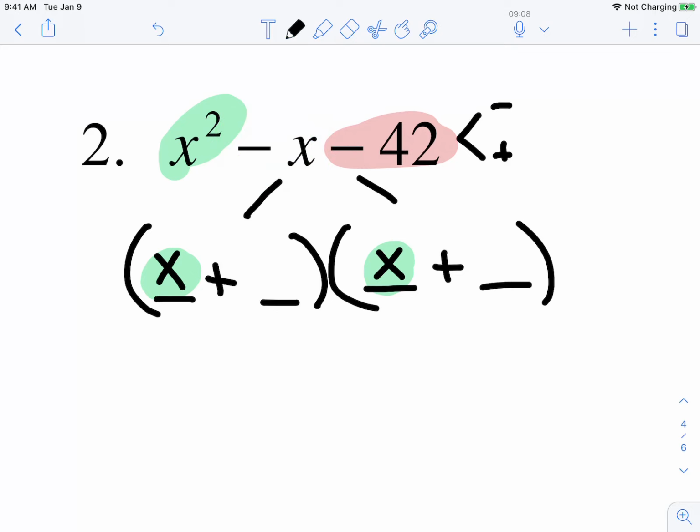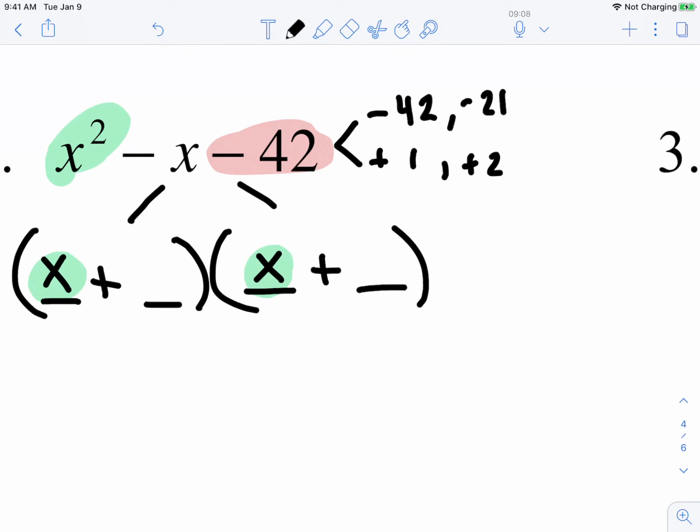So we start with any random factors, right? -42 and 1. Then we cruise on down to -21 and 2. And we keep going until we find a pair that adds up to -1. Now obviously I want these numbers to be closer, so I'm going to go ahead and pick two numbers that I know multiply to 42 that are really close. Whoopsies.